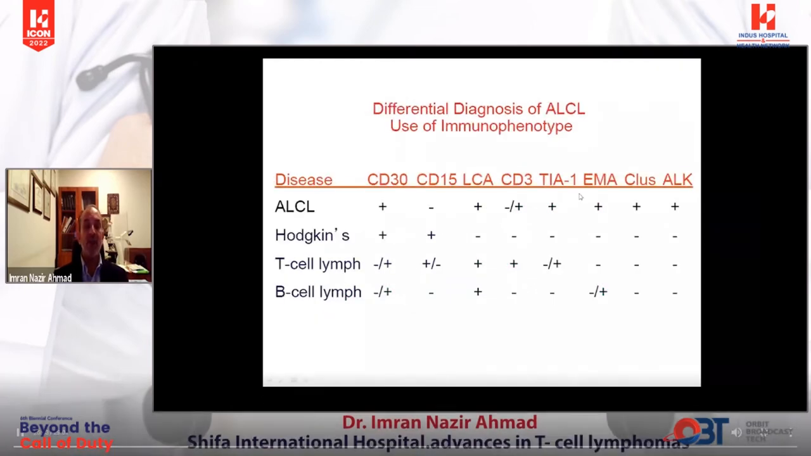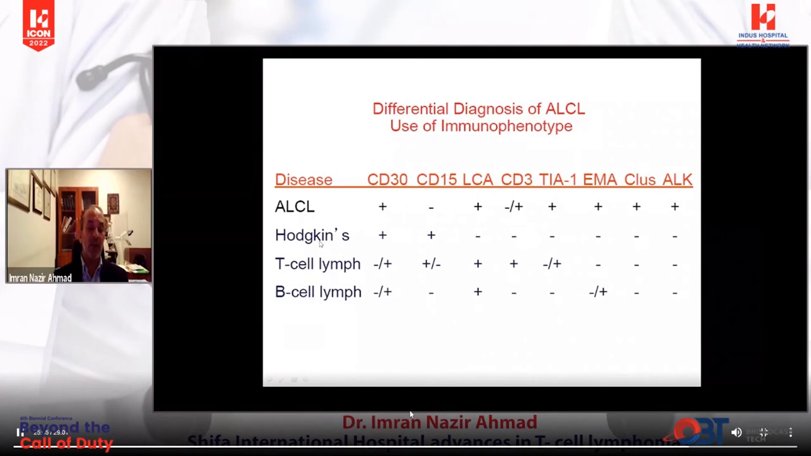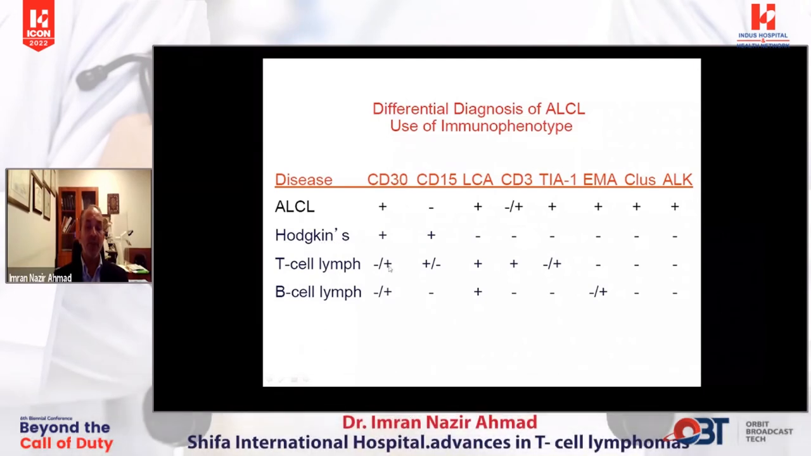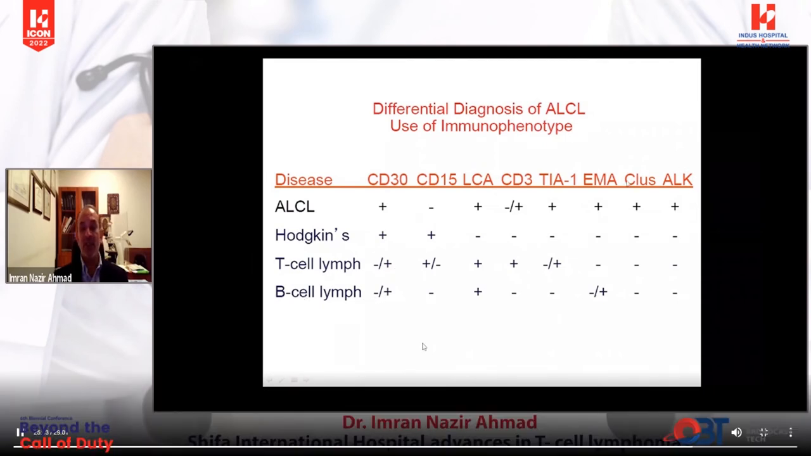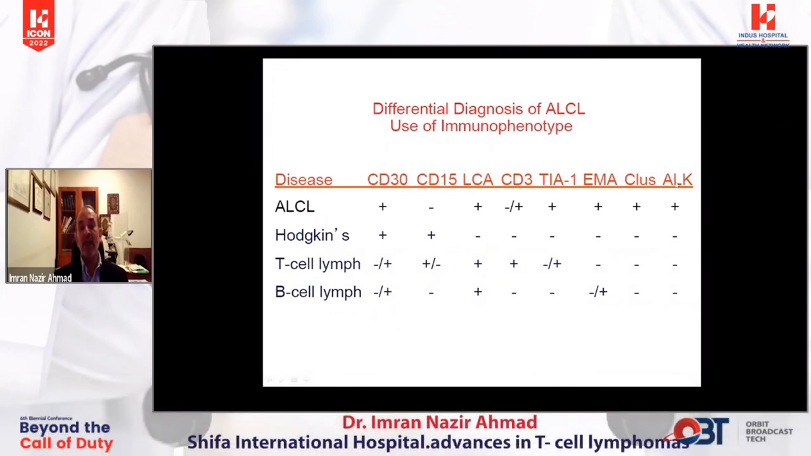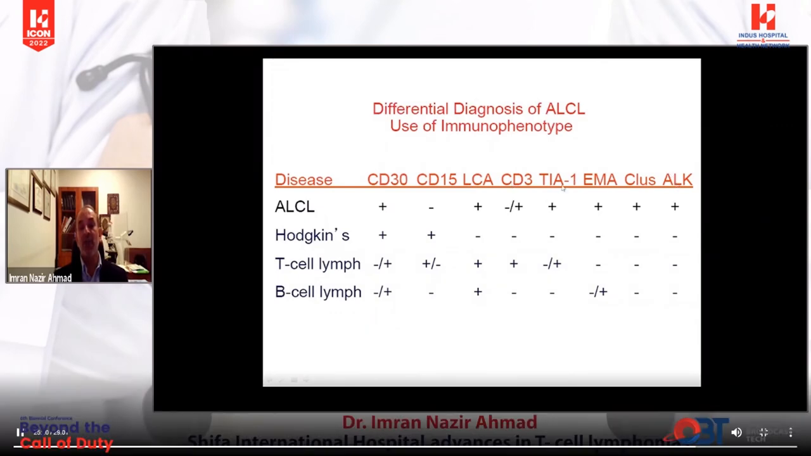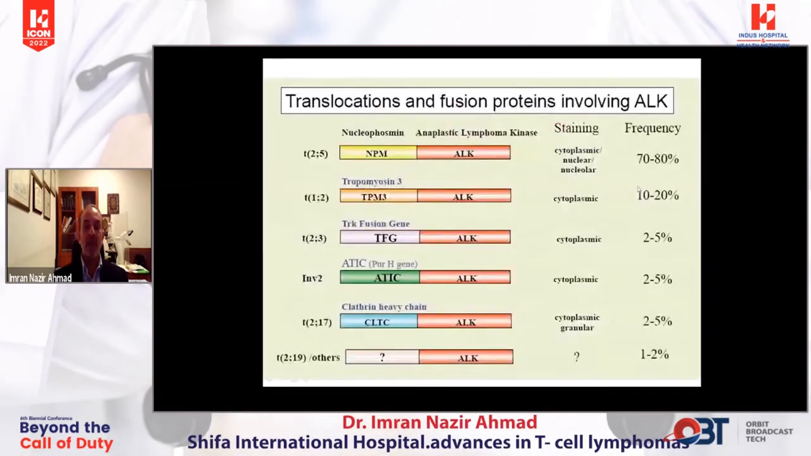In the differential of ALCL, we would definitely want to rule out Hodgkin lymphoma since it's CD30 positive, or other T cell lymphomas, and other large aggressive B cell lymphomas. And this panel, 30, 15, LCA, 3, and ALK, these are the ones that I use. But if you have TIA, EMA, and clusterin, they are also very, very helpful in differentiating these lymphomas.